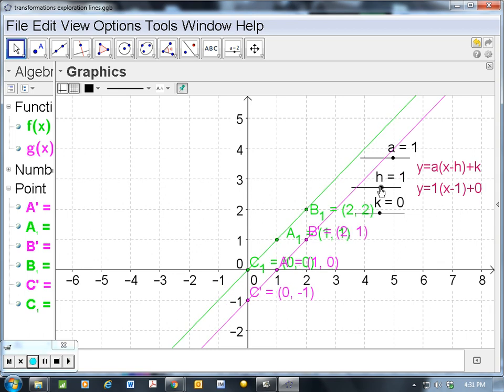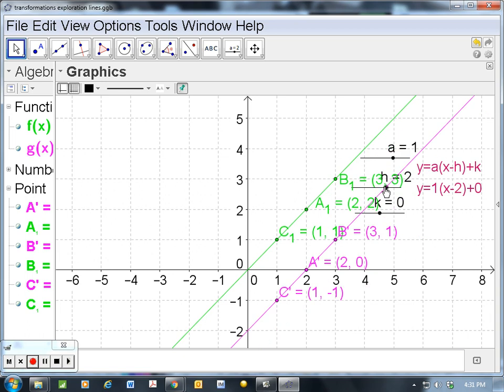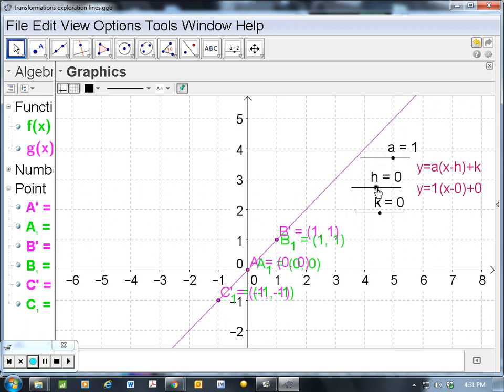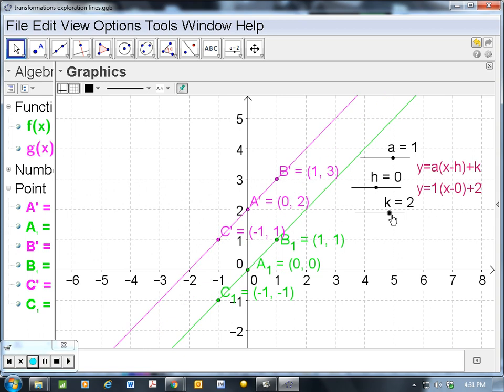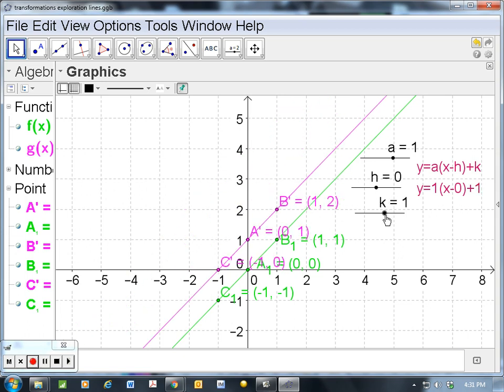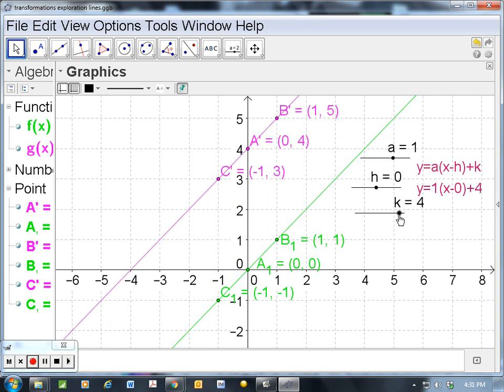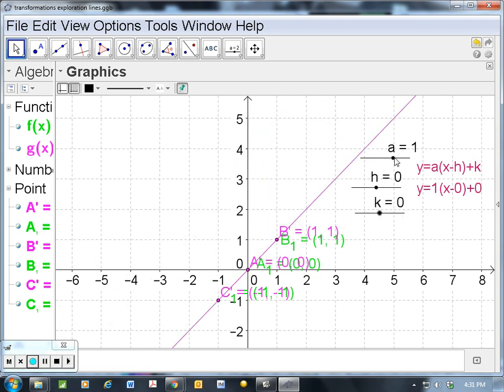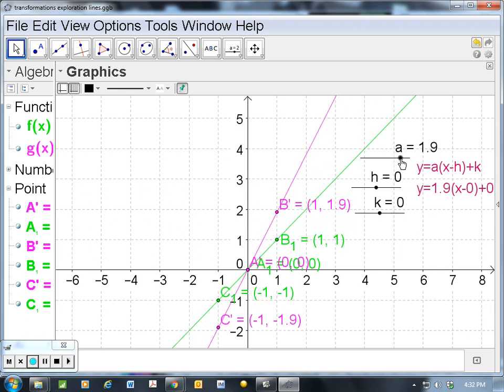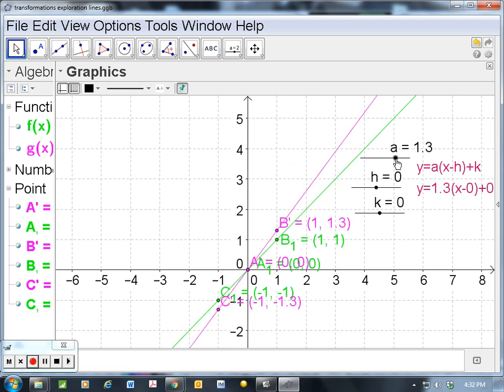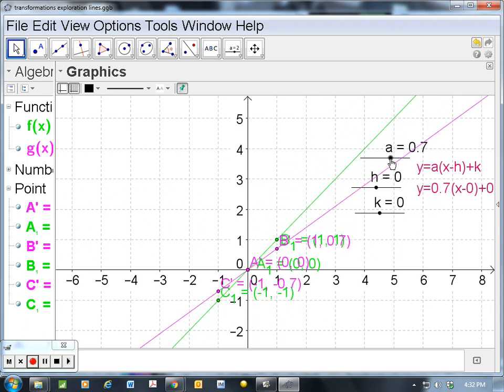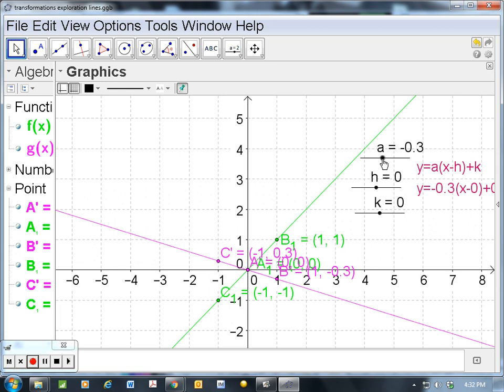And we're starting to see how that changes. Okay, let's look at how our k changes it. So our k is going to move it up. And we're seeing how that moves up. And then our a, so as I make it higher than 1, it's making it steeper. If I make it less than 1, it's making it less steep. And then when I make it negative, now it's starting to go down.